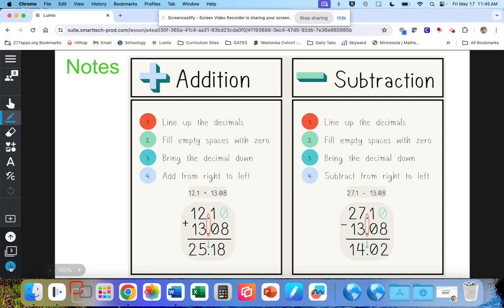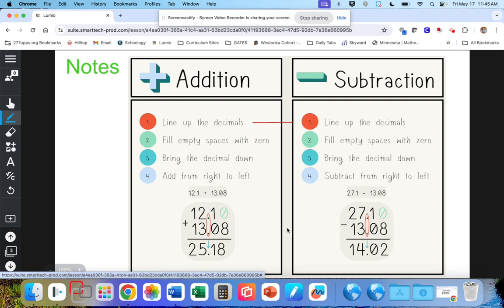The first one is addition. Now, whether we're doing addition or subtraction, the steps are really the same for both of them. Step one in both of them says line up the decimals. In order to add or subtract correctly, we need those decimal places in the right spots because then all the other place value numbers are lined up correctly.